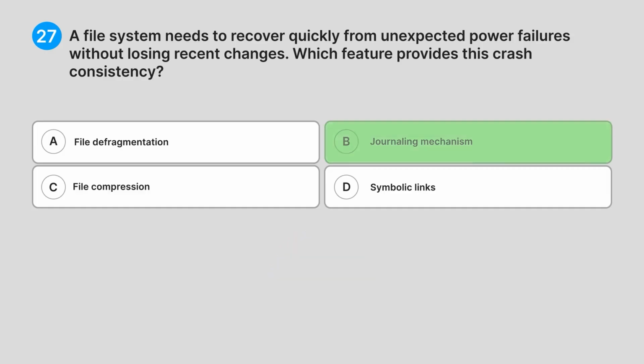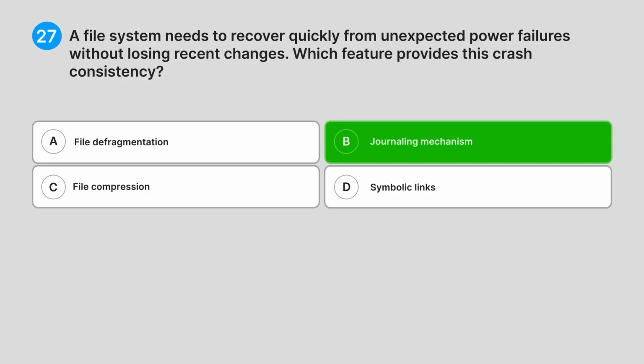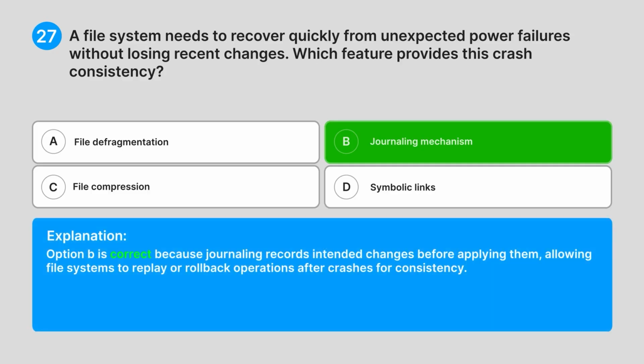Correct answer, B. Journaling mechanism. Explanation: option B is correct because journaling records intended changes before applying them, allowing file systems to replay or roll back operations after crashes for consistency.